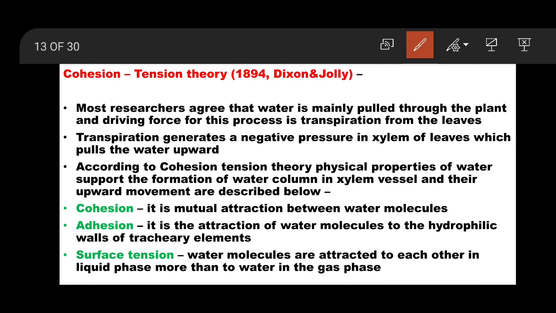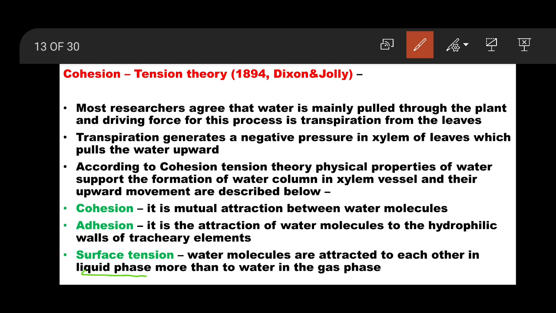Then next property is surface tension. So that you have studied, might have studied in physics lectures. In your 12th standard, 11th standard also this concept is coming. Surface tension. So what is surface tension? Water molecules are attracted to each other. Water molecules are attracted to each other in liquid phase. In which phase? Liquid phase. More than to water in gas phase.